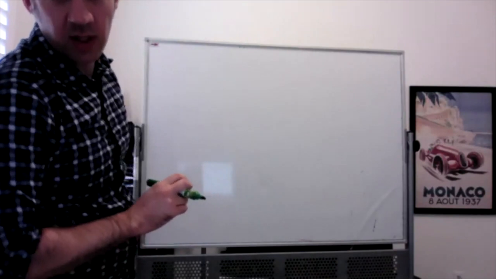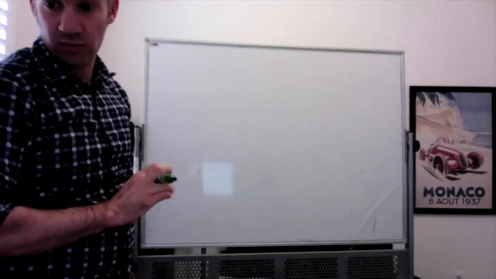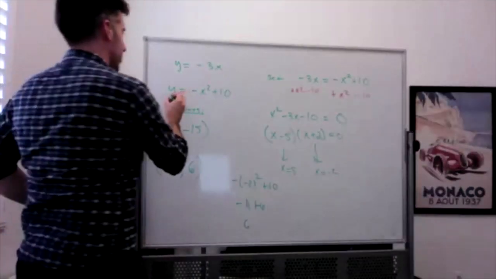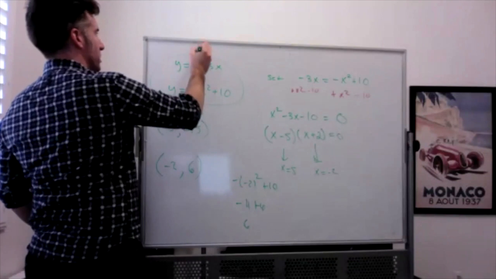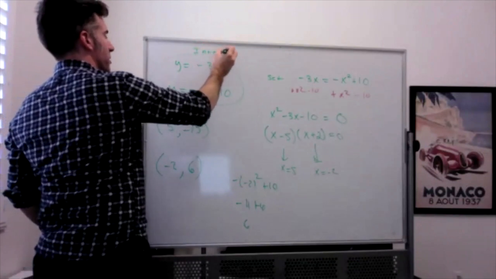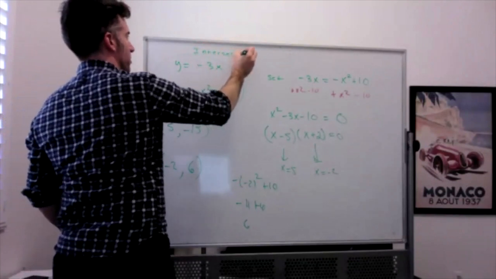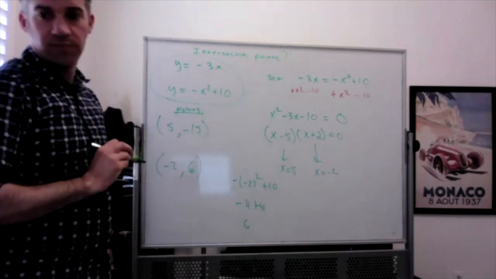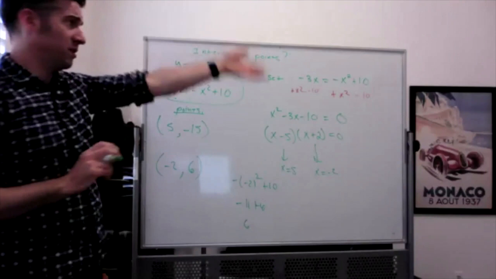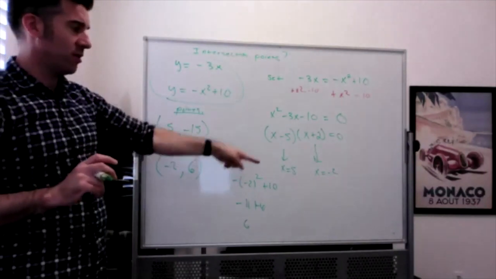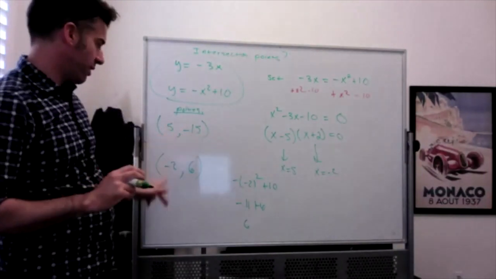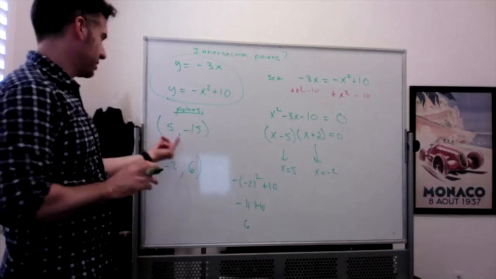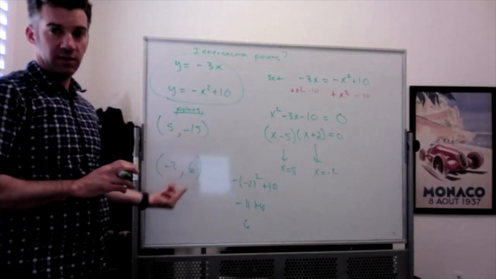What was the question asking? The question was asking to find the points of intersection of these 2 graphs. So we were trying to find where these 2 things intersect. And so we set them equal to each other, and then found the x values where they're equal, and then the corresponding y values where they're equal. Because that's the whole point. 5, negative 15, and negative 2, 6.